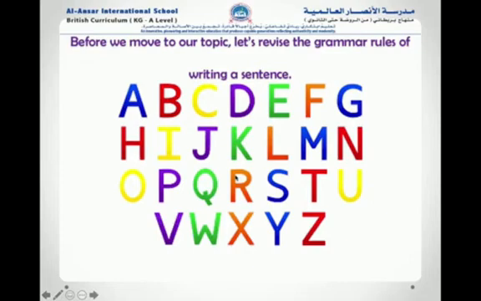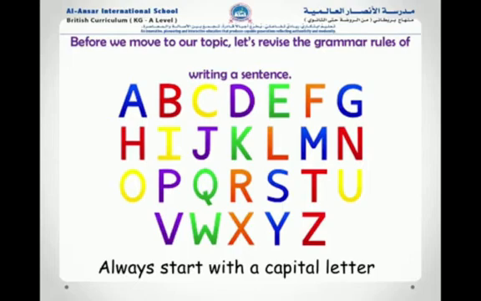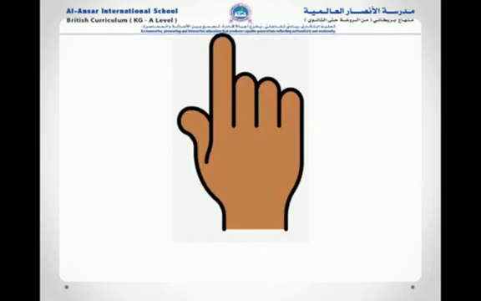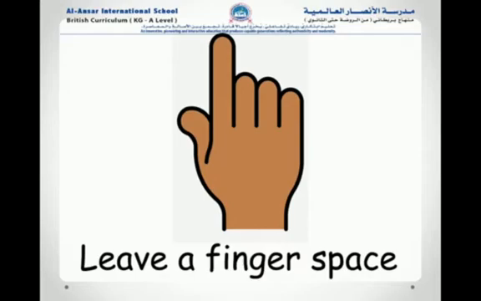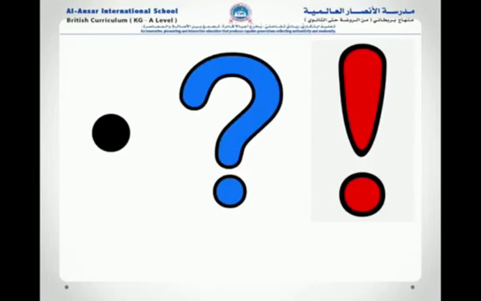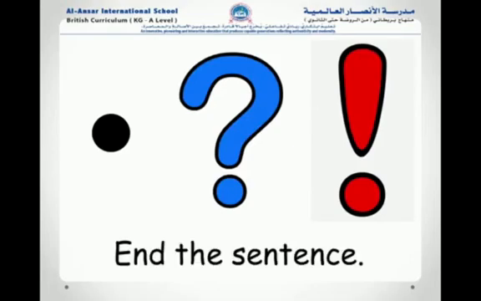Now before we begin with the topic, I would like to revise how to write a sentence. So what do we start a sentence with? Amazing! We always start with a capital letter. What do we leave between each word? Good job! We have to leave a finger space. And how do we end our sentences? That's right. We need to put a full stop or a question mark or an exclamation mark.